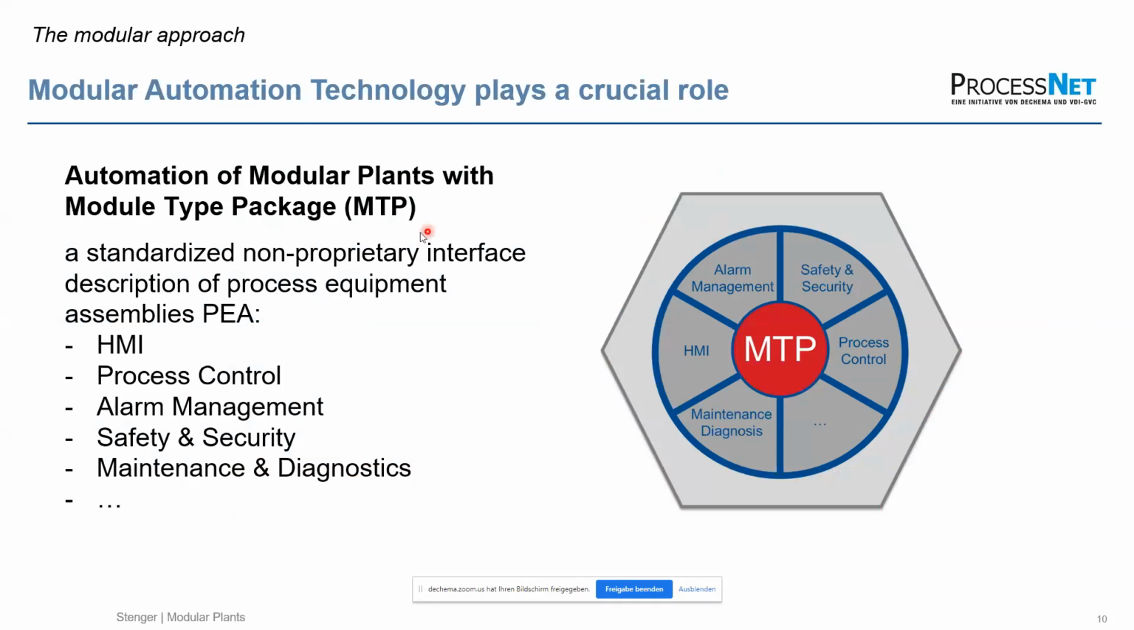And for that manner, the colleagues from the automation interface developed this module type package, a so-called standardized non-proprietary interface describing all the functionalities that a module, that a process equipment assembly, is capable of. It brings across all the HMI that is necessary. It brings across functionalities for process control, alarm management, safety and security, and also maintenance and diagnostics, and can be easily adapted no matter what supplier is providing the module. So this is really key to have that.